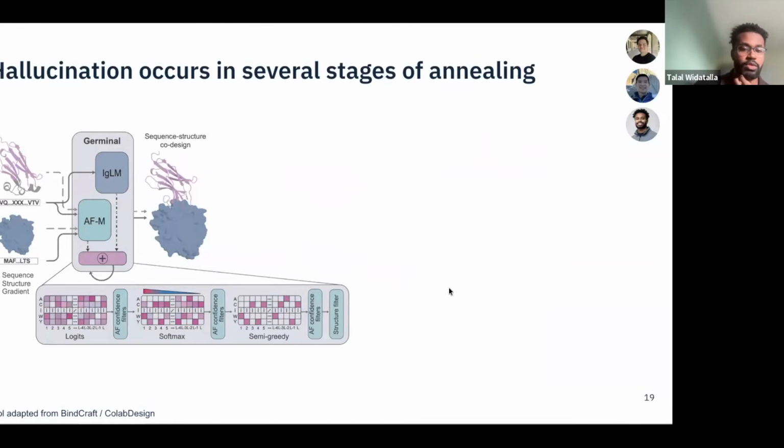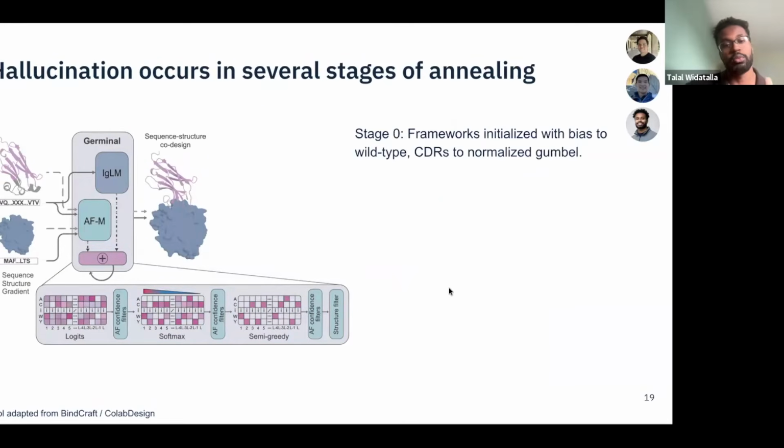Yeah, you can go one more slide. So this is the framework of Germinal, where we have our two models, IgLM and AlphaFold Multimer. For the most part, we follow BindCraft and the whole ColabDesign process with one exception. Instead of going from logits, softmax, and one-hot into semi-greedy, for some reason we found in practice that removing the one-hot stage helped us get more passing designs.